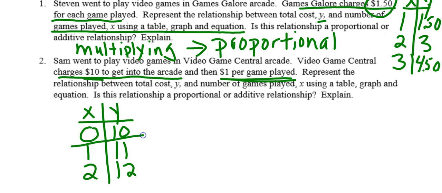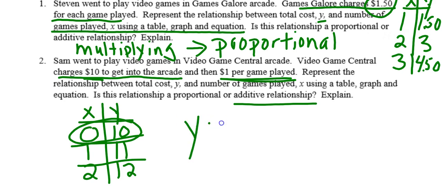But if you look at the relationship between x and y, it's not a multiplication relationship, it's additive. So this is an additive relationship, and if you look at what's happening, we're actually adding 10, right? You got that 10 starting point. So y equals x plus 10. 0 plus 10 is 10, 1 plus 10 is 11, 2 plus 10 is 12.